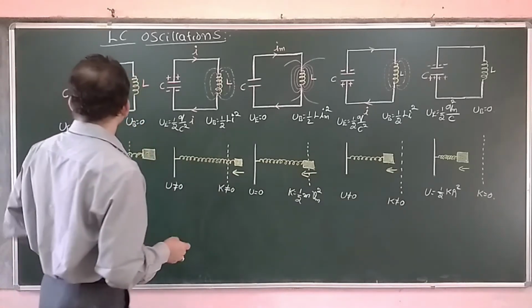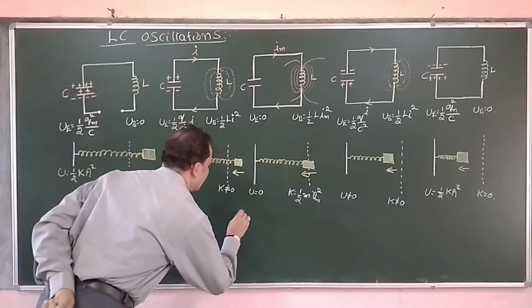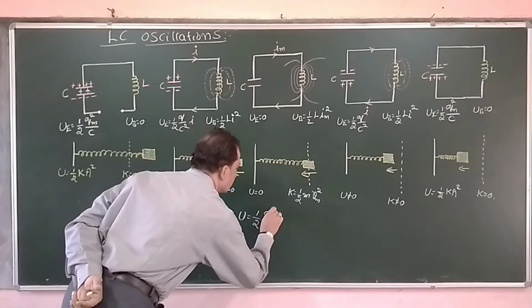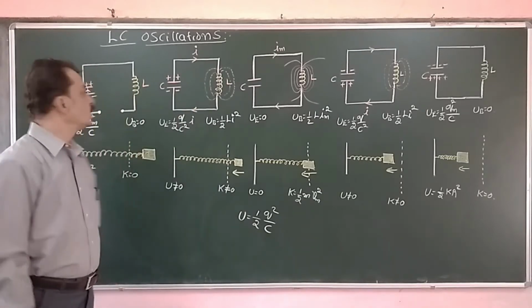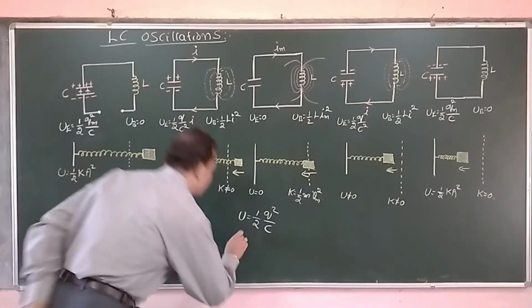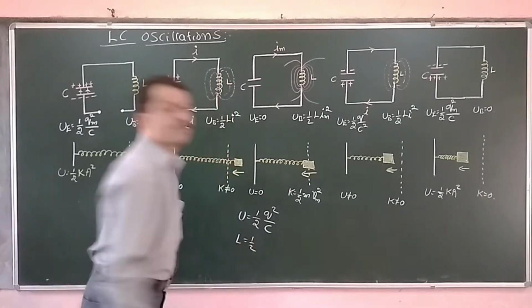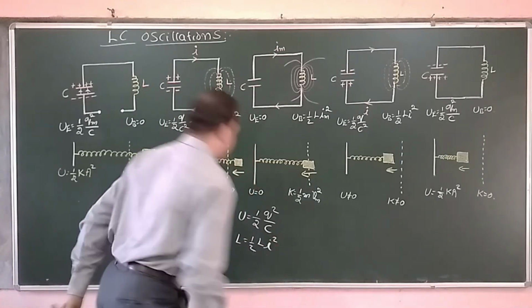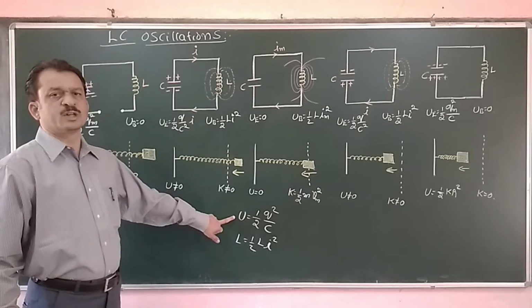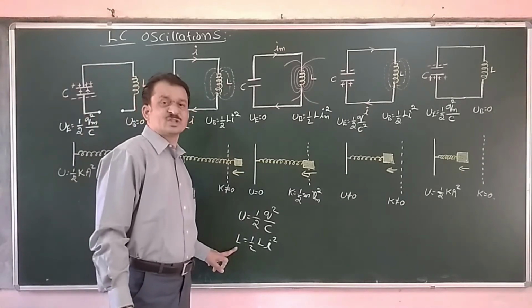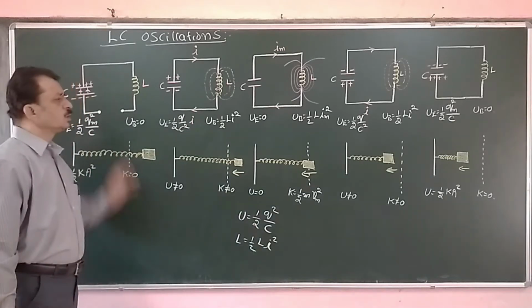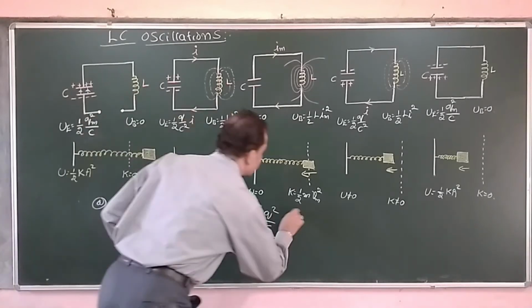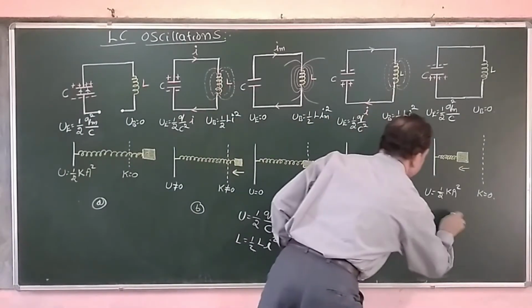We know that a capacitor stores energy in the electrical form, that is U is equal to half Q square by C, and an inductor stores energy in the form of magnetic energy, that is given by half L I square. This is the electrical energy stored in the capacitor, and this is the magnetic energy stored in the inductor. Now you will be having 5 diagrams. This is A, and this diagram is B, and call this C, D, and E.